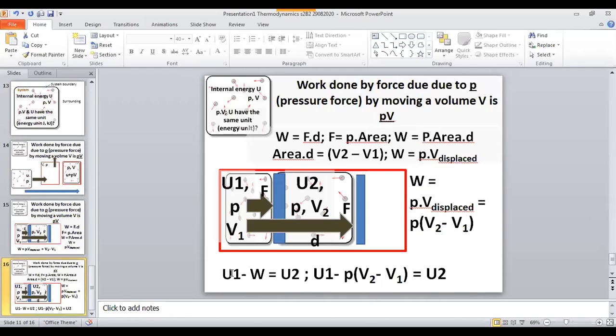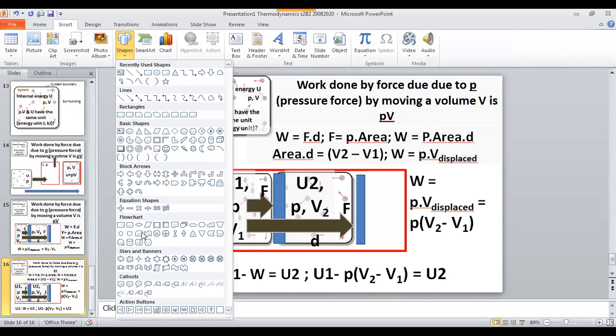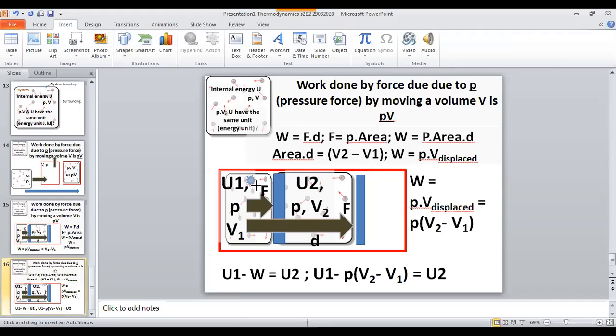Okay. U1 minus W is U2. So U1 minus P(V2 minus V1) is U2. But let's say in an engine or in a rocket, for this internal energy U1, there will be some addition of energy because of the combustion and all.